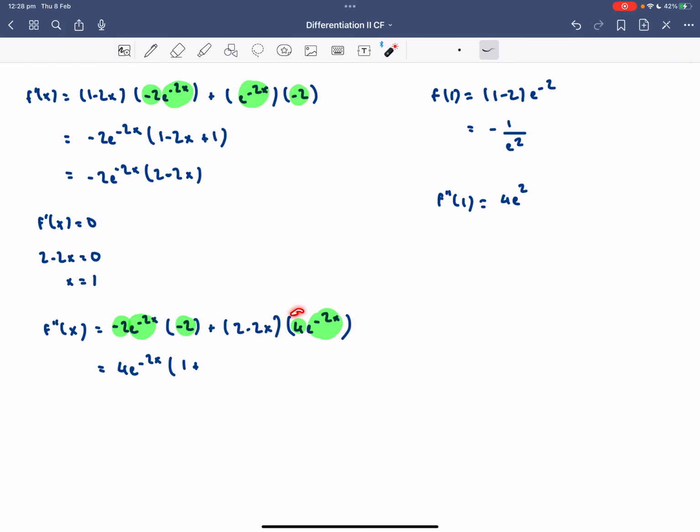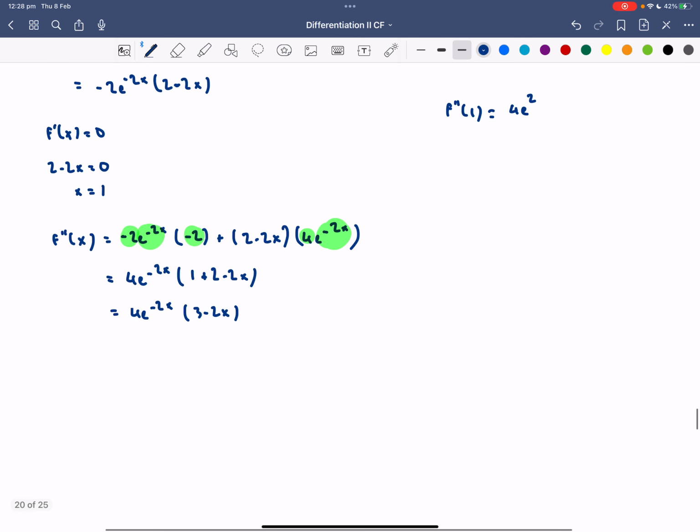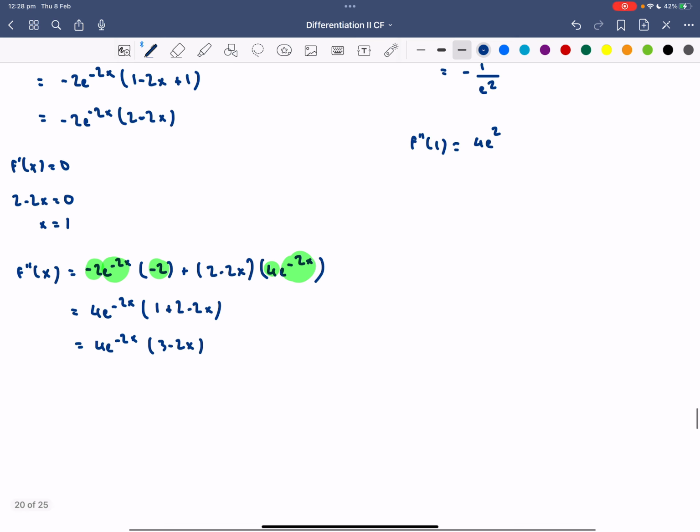plus. This time it is plus because there's no minus over here. So it is 1 plus 2 take 2x, aka 3 take 2x. Perfect. That is a double derivative. Let's put 1 into there. So that's 4e to the minus 2. And then 3 take 2 is 1. We're left with 4 on e squared, which is a positive number.